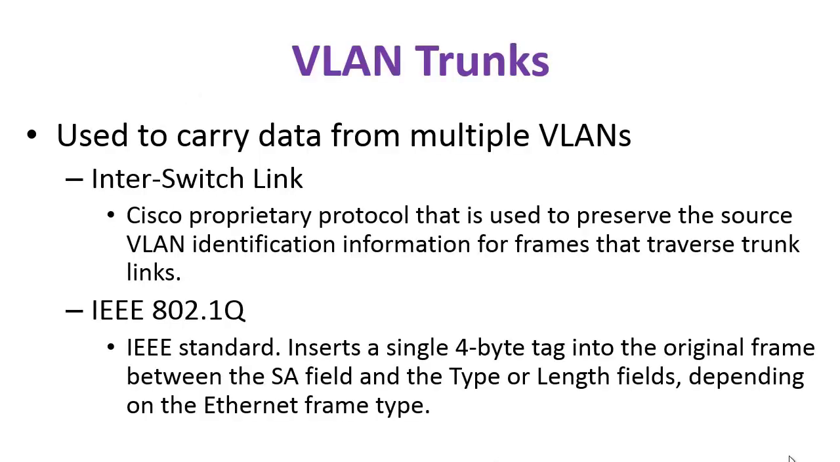Now there are two key protocols you need to understand for the development of VLAN trunks. First is ISL, which is Inter-Switch Link. It's Cisco proprietary, and what it does is it preserves the source VLAN information for frames that traverse the trunk links. And then there's 802.1q, which is the IEEE standard. What this does is it inserts a single 4-byte tag into the original frame. Now, understand that there are many differences between ISL and 802.1q, but just for now, understand that ISL is the Cisco proprietary protocol, 802.1q is the IEEE standard.